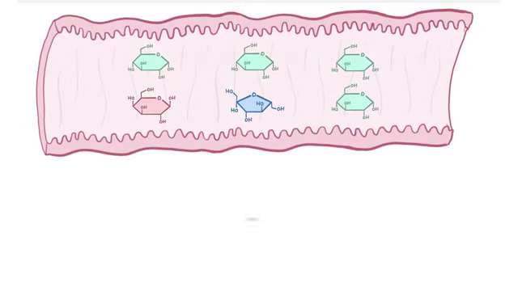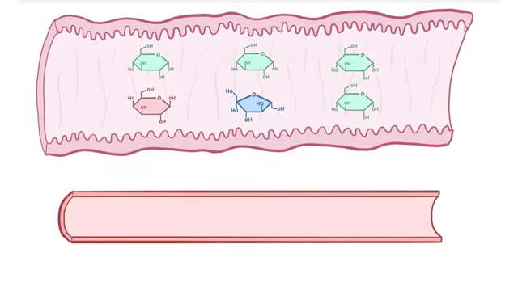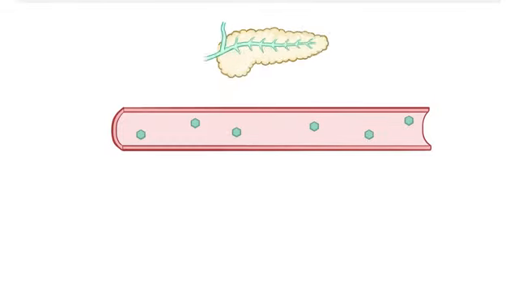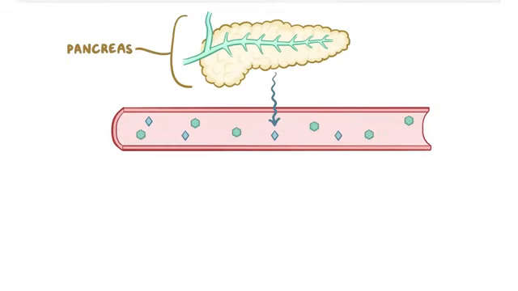The individual monosaccharides that result from the digestion of larger carbohydrate molecules, glucose, fructose, and galactose, cross the gut lining and get into the bloodstream to get used by the body. When glucose levels in the blood increase after eating, the pancreas releases the hormone insulin, and this helps move glucose into all cells for energy.